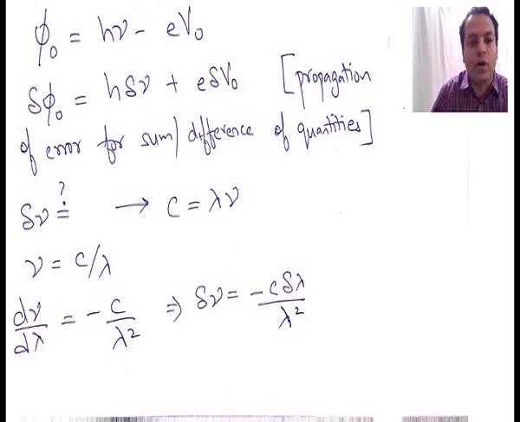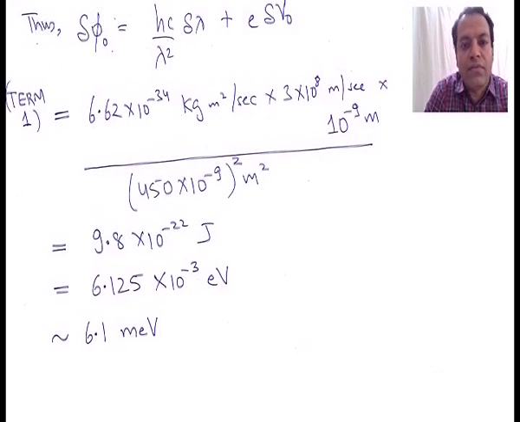And what do I get? Delta phi naught is hc by lambda square into delta lambda plus e times delta V naught. You will note once again that I have dropped the negative sign because delta lambda can be positive or negative. After all, it's 450 plus minus 1 nanometer. So we just work with the magnitudes or the absolute values of the errors. There are two terms on the right hand side. Let's evaluate the first term.